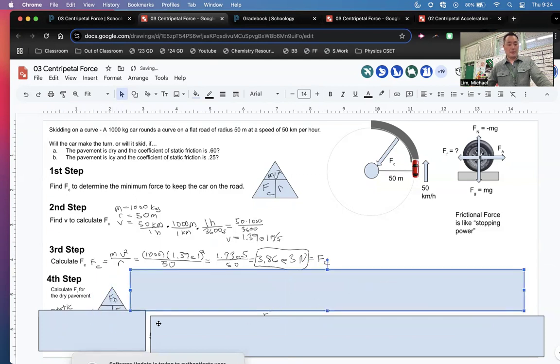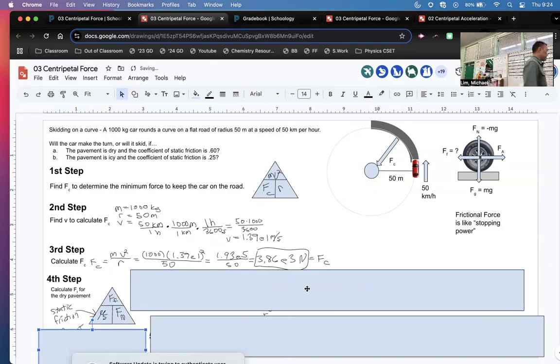We're going to use this triangle. Frictional force is at the top. At the bottom is the static friction coefficient. That's what Dr. Dave from YouTube is talking about with this number. The higher the number, the more friction. The smaller the number, the less friction there is.